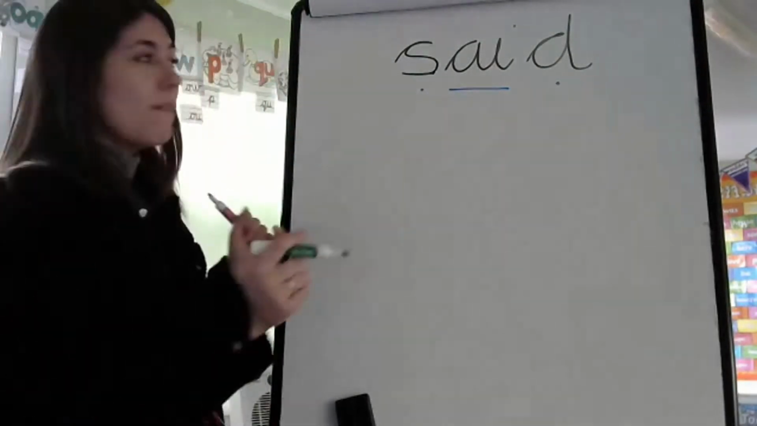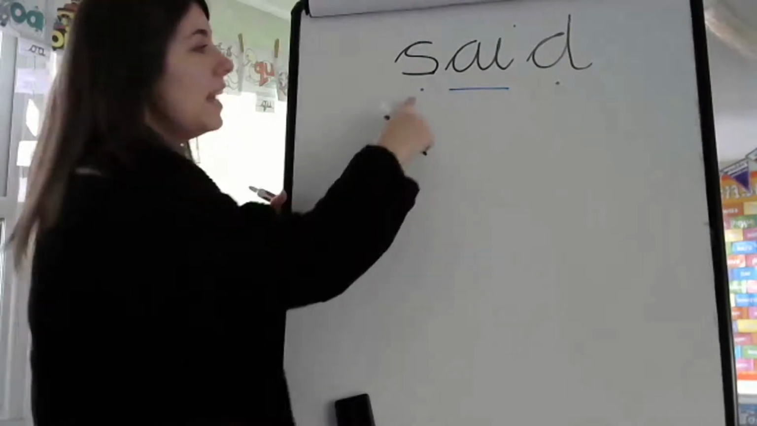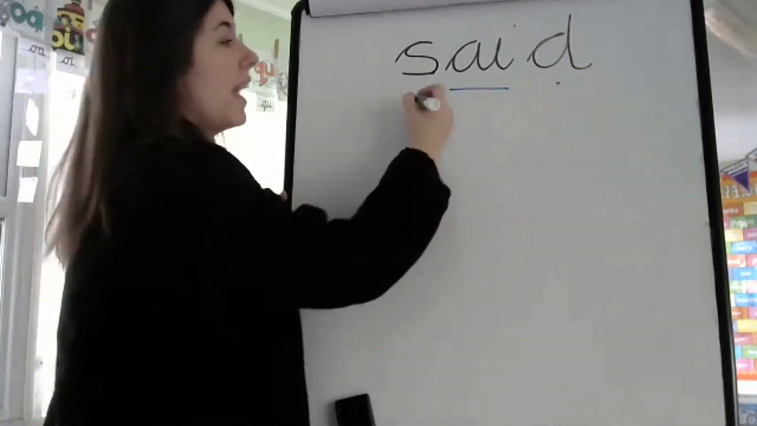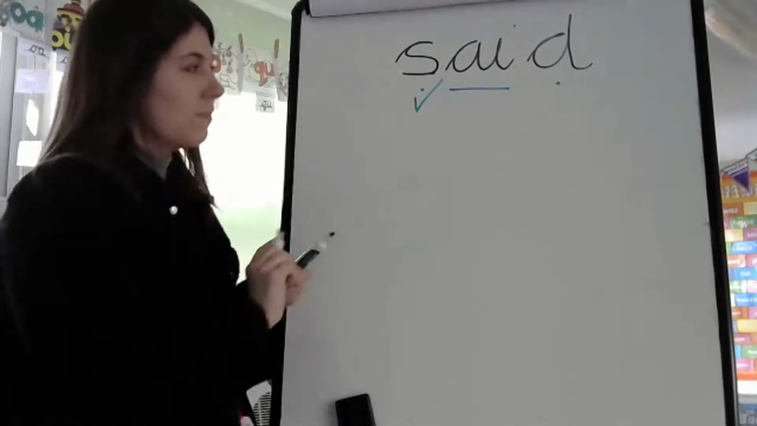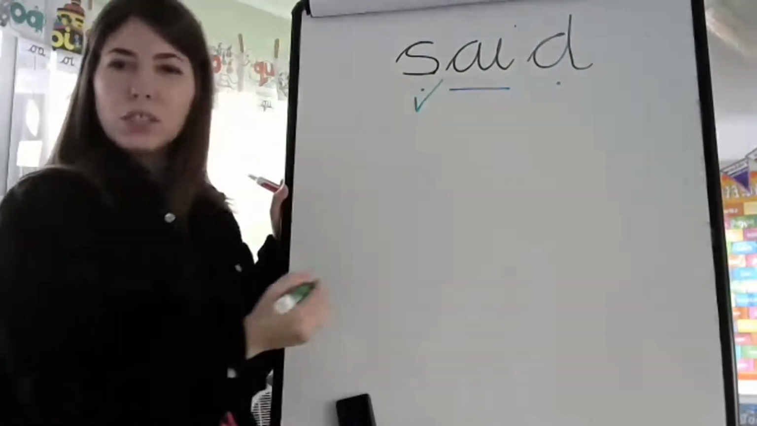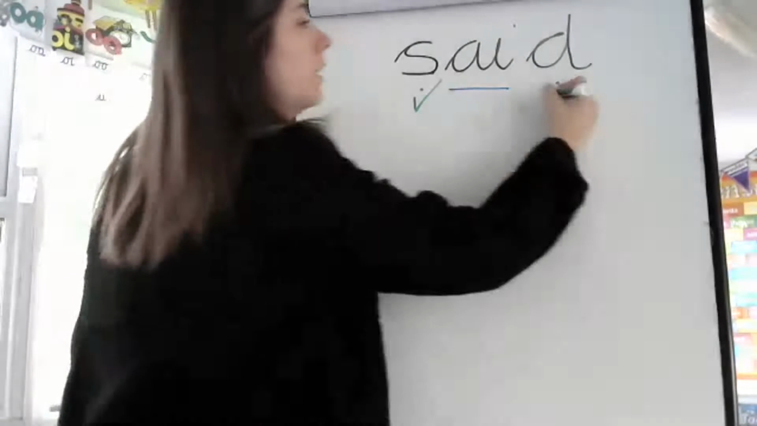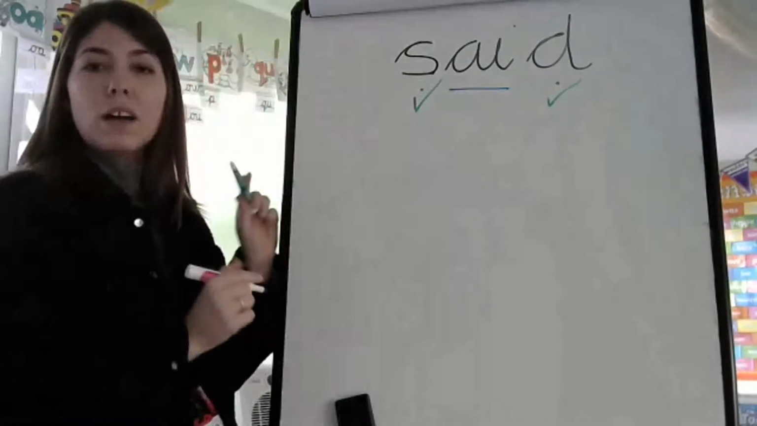So as we go through and have a look, in said, the letter S does usually make an S sound. This is an easy part of the word. The letter D does usually make a D sound. So this is an easy part of the word.